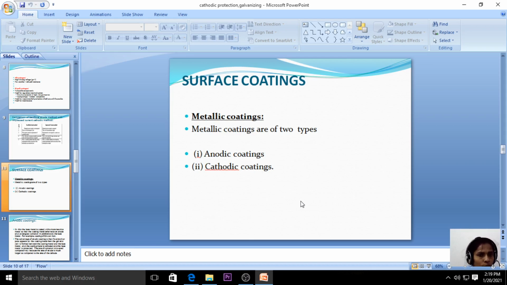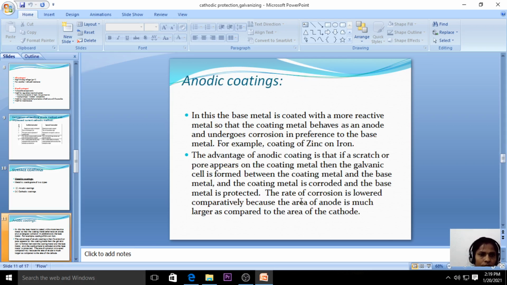There are two types of metallic coatings: one is the anodic coating and another one is the cathodic coating. Anodic coating is nothing but the coating of the metal with a highly active metal. When the metal is coated with a highly active metal, the coating acts as the anode here. So that is anodic coating.